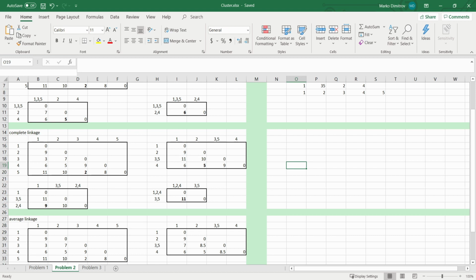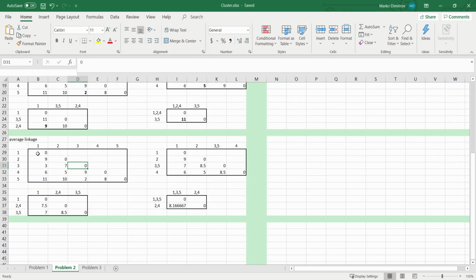So what is left here? Another example, the average linkage. We use the same distance matrix. We start with 2, again the minimum distance. We merge 3 and 5.